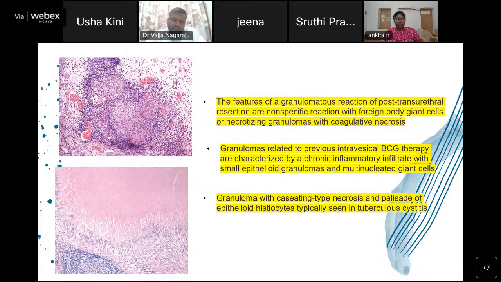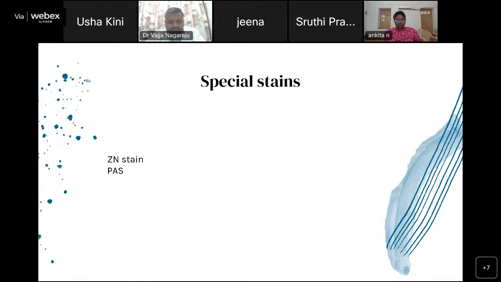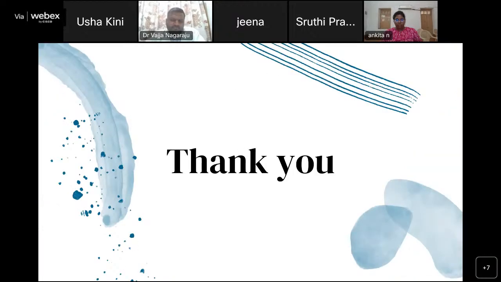And my differential diagnosis will include granulomatous reaction, which is non-specific due to the BCG instillation, which can be causing these granulomas, or it can be seen after a transurethral resection, and granulomas with a caseating type necrosis. Obviously, we have to rule out TB as well. So I would like to ask for special stains, Ziehl-Neelsen stain and PAS, to rule out fungal hyphae.